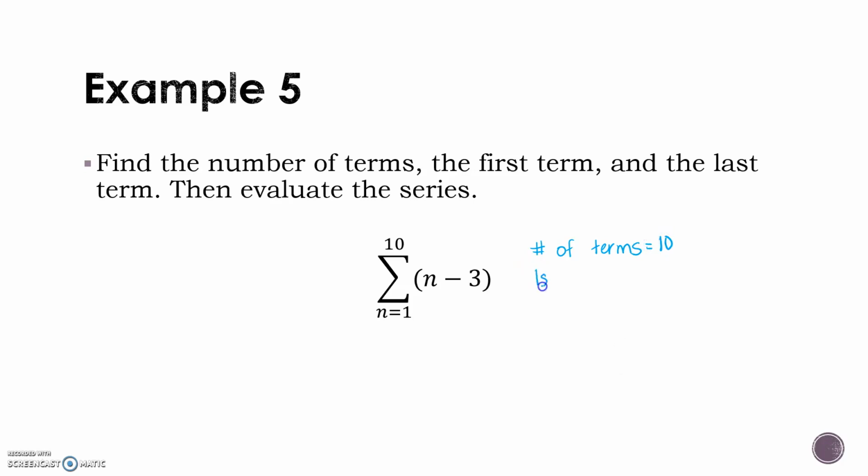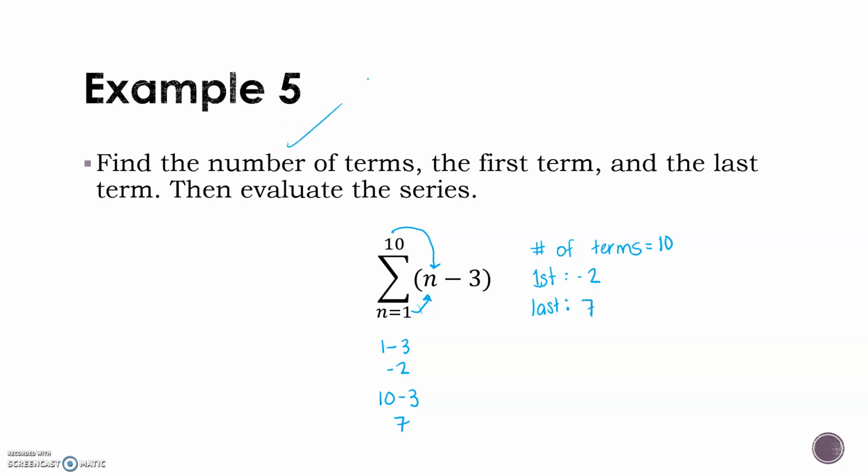My first term is going to be what happens when I take this lower limit and I substitute it in. So I plug in 1 for n. And when I do that, I get negative 2. My last term is going to be taking this last number, or the upper boundary, and plugging it in for n. So I'd have 10 minus 3, which is 7.